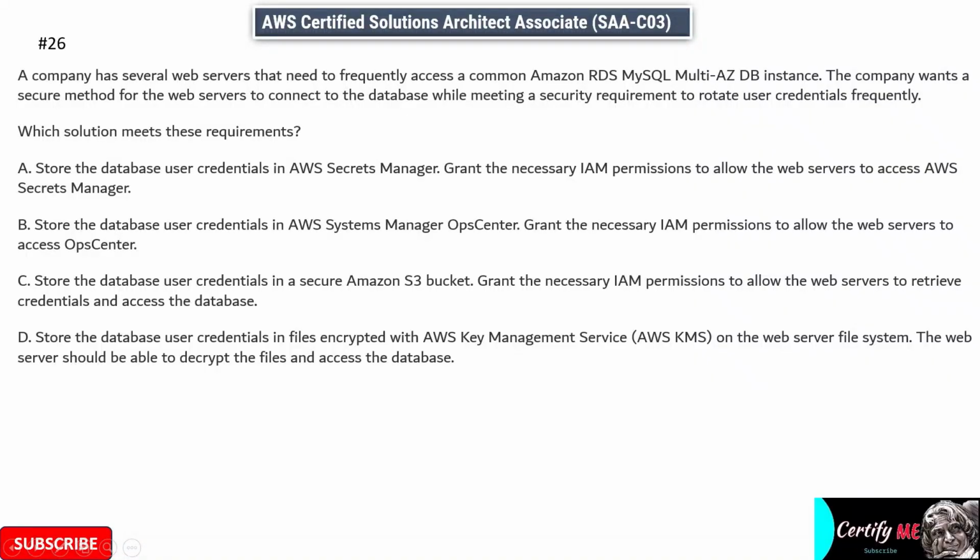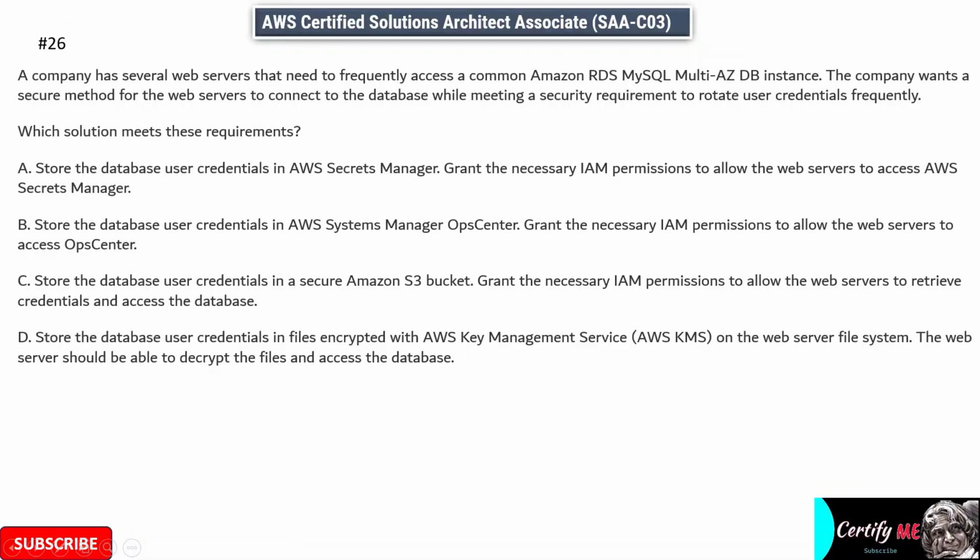Option A. Store the database user credentials in AWS Secrets Manager. Grant the necessary IAM permissions to allow the web servers to access AWS Secrets Manager. Option B. Store the database user credentials in AWS Systems Manager OpsCenter. Grant the necessary IAM permissions to allow the web servers to access OpsCenter.